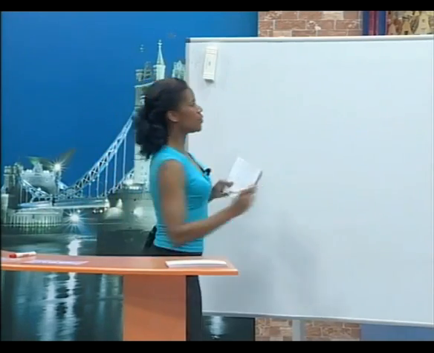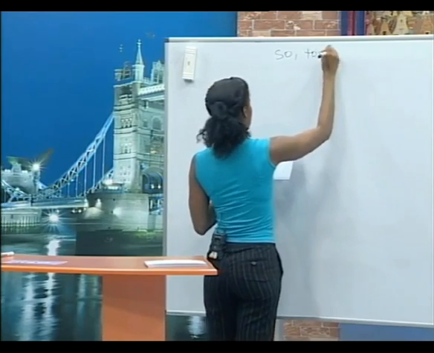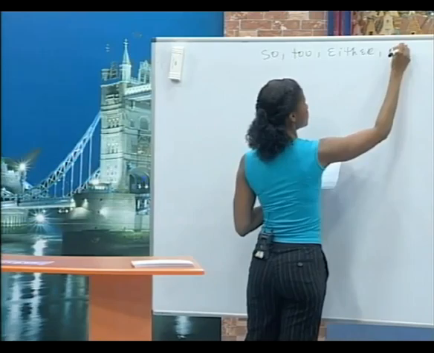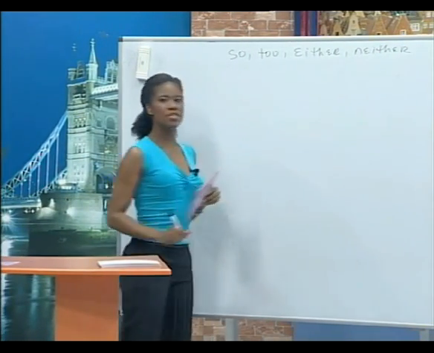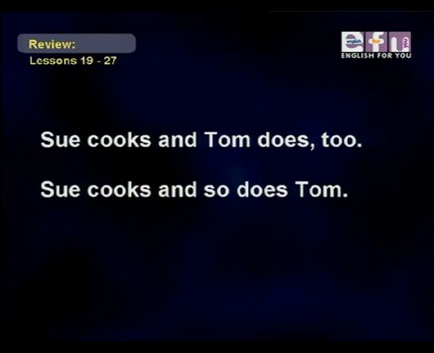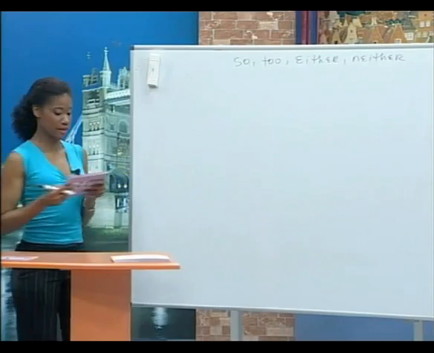Now, let's review. So, to, either, and neither. First, some examples. Sue cooks and Tom does too. Sue cooks and so does Tom. Those 2 sentences have the same meaning.